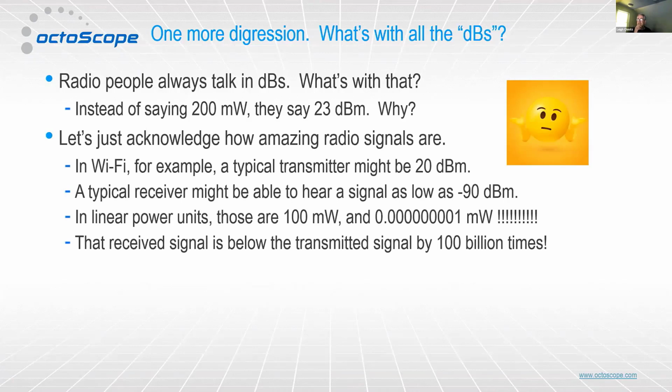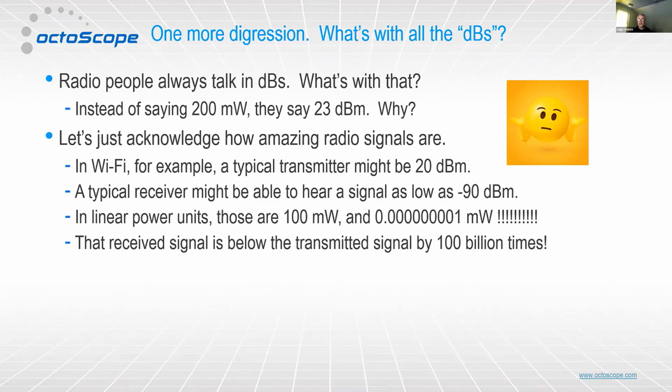Part of the reason I want to do this too is because I always like to acknowledge this first point, especially for people who aren't that familiar with radio. Radio is just amazing when you think about it. If you look at a typical Wi-Fi access point, you might be talking about a transmitter that can transmit at something like 20 dBm. That's a typical thing, like 100 milliwatts. And on the receive side, receivers can receive signals down as low as, say, negative 90 dBm.